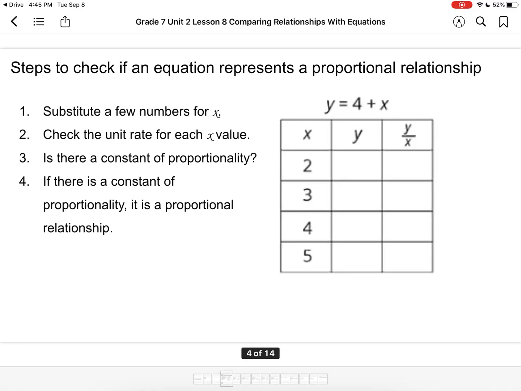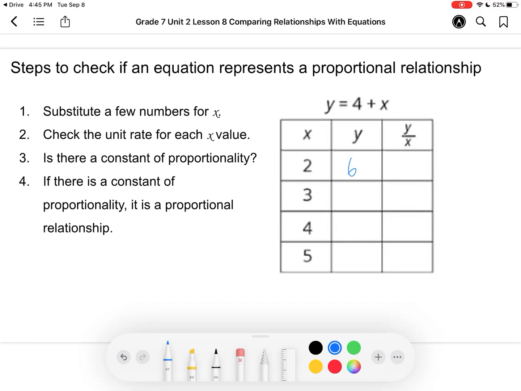So let's look at different types of equations to see if they represent a proportional relationship. Let's start with this one, y equals 4 plus x. Let's substitute a few numbers for x. 4 plus 2 is 6. So y over x, which is k, is 6 over 2, which is 3. So for the next row, we should also have a constant of proportionality of 3. Let's see if it does.